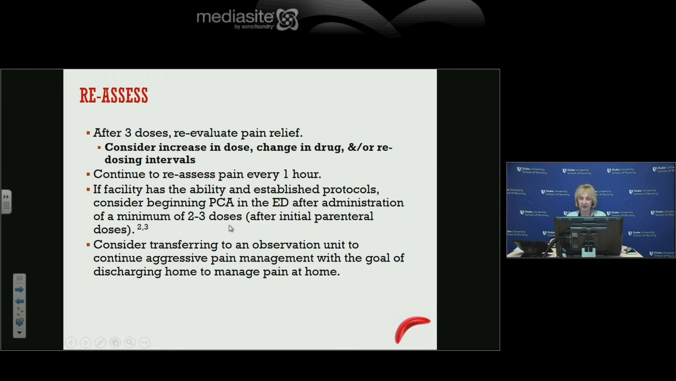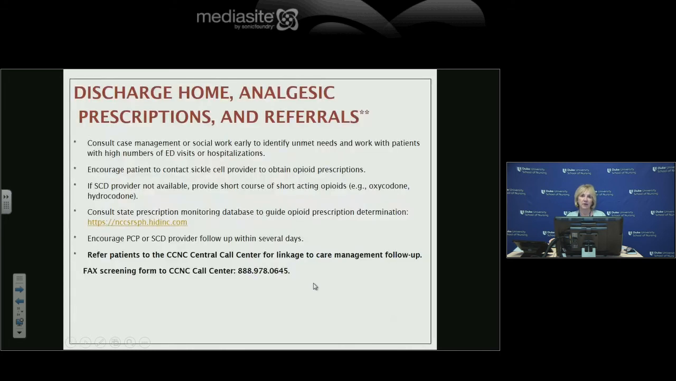But the PCA is really important and should be considered if you can, recognizing that many EDs do not use PCAs. And then finally, consider transferring to an OBS unit if that's an option, because many patients that are treated aggressively in the outpatient setting for their pain are discharged home.